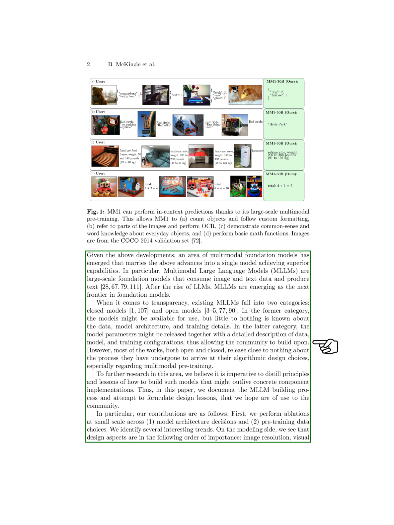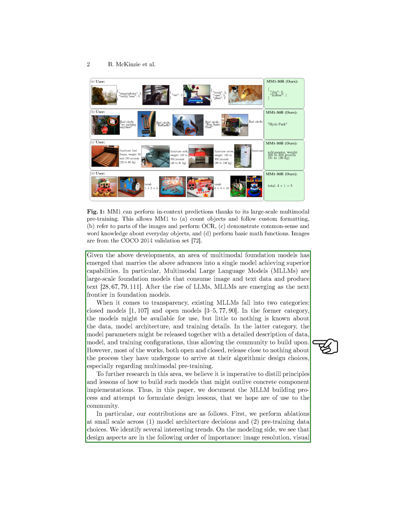When it comes to transparency, existing MLLMs can be categorized as either closed models or open models. Closed models are available for use but lack detailed information about the data, model architecture, and training procedures. On the other hand, open models release model parameters along with comprehensive descriptions of the data, model, and training setups, enabling the research community to further develop upon them.